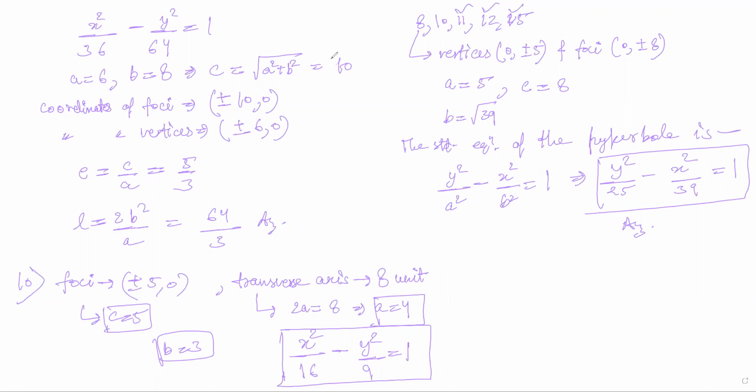Solve 14th also. In 14th, eccentricity is given and vertices is given. So if vertices is given, what is the value given? Can you tell me quickly? Vertices is given, so what is given? Tell me. Vertices is plus minus 7, 0. What is given? Tharif, sorry. A is 7.